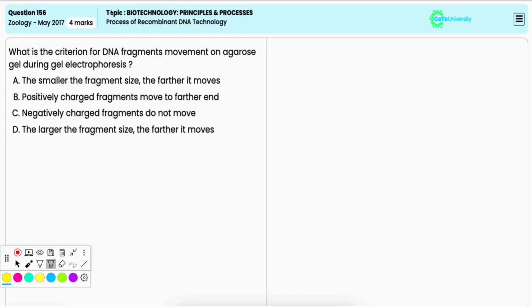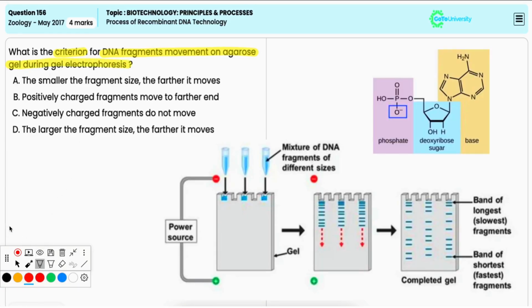In this question, you have to choose the option that represents the correct criterion for DNA fragments movement on agarose gel during gel electrophoresis. Option A, the smaller the fragment size, the farther it moves.